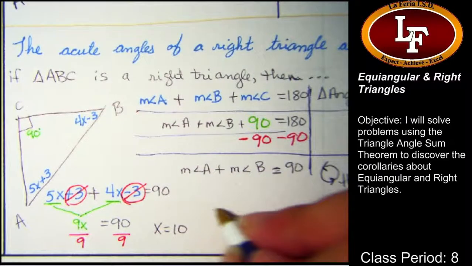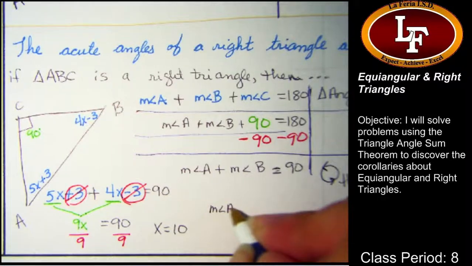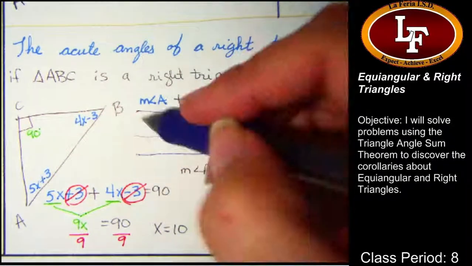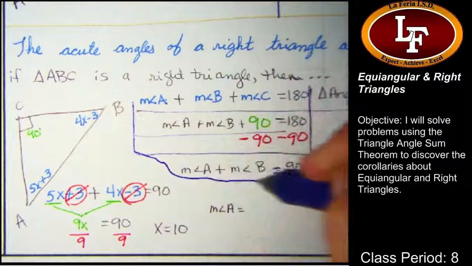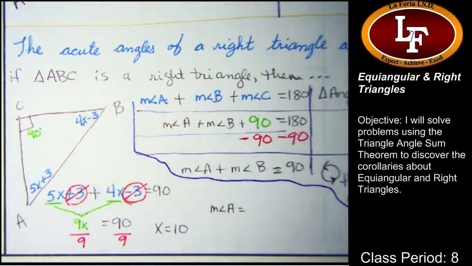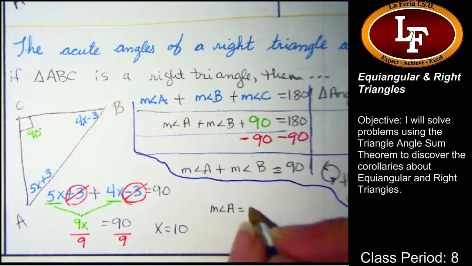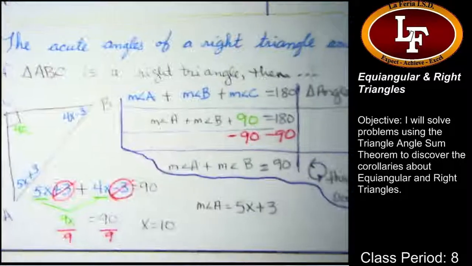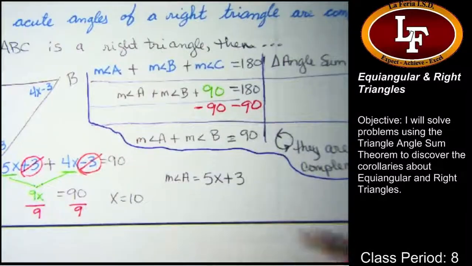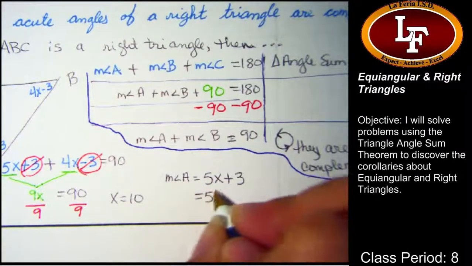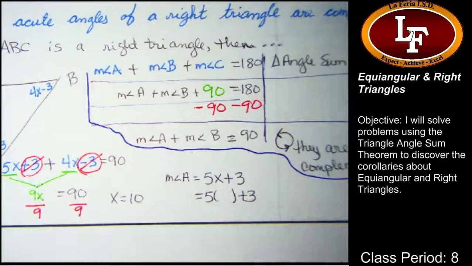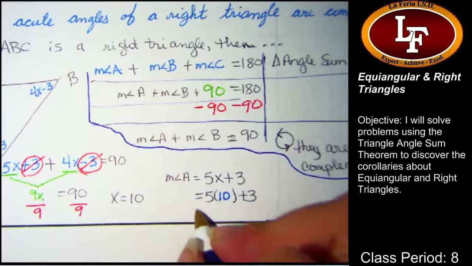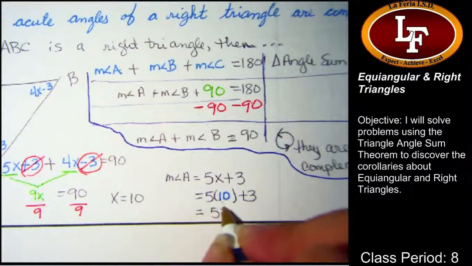What if the question was, give me the measure of angle A? We're going to give them the measure of A, so we've got to figure it out. The measure of A is represented by this expression, 5x plus 3, but I know the value of x. So I can do this substitution, and I get 53.